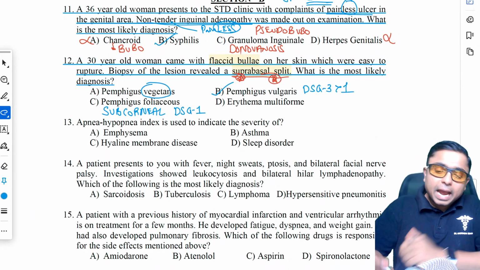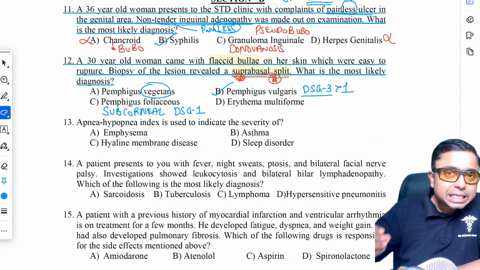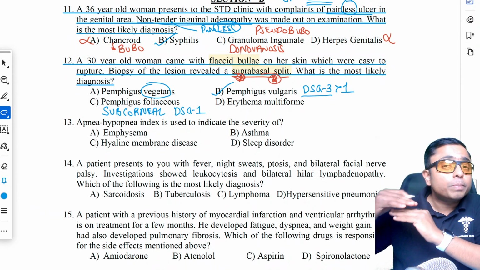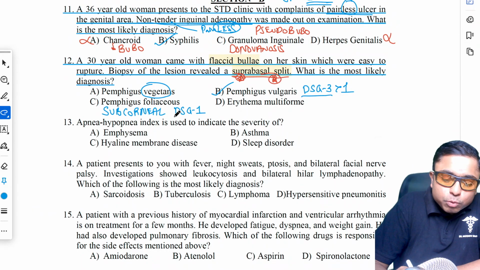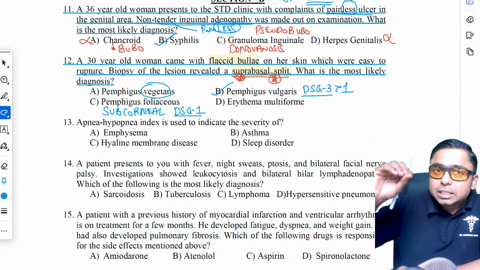Okay. And one more thing, desmoglein 3 is present in higher concentrations in the basal layers of the skin. That is the reason why there is going to be a suprabasal split, whereas desmoglein 1 is present in the superficial layers of the epidermis. So the split is going to be present below the stratum corneum.